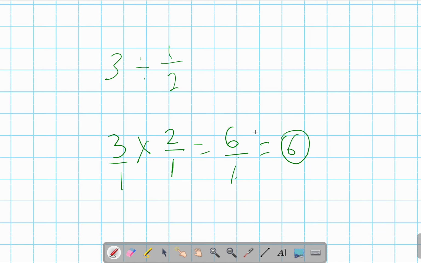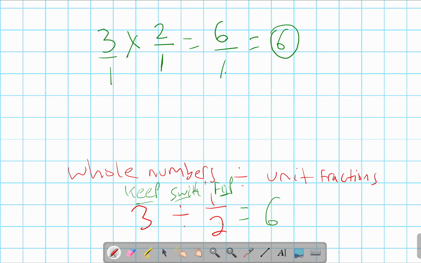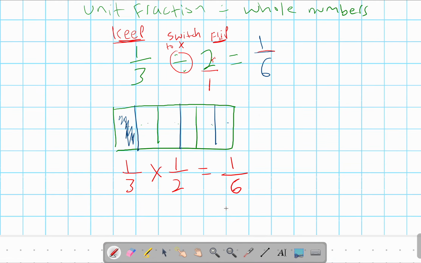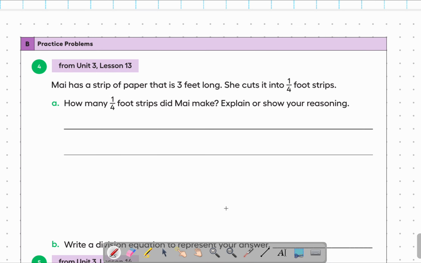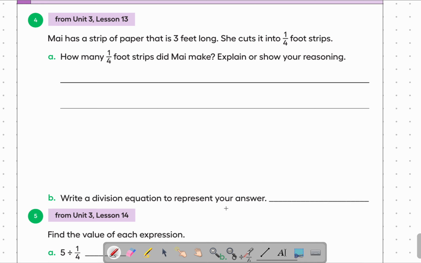So again, you can either draw your diagram or you can use this keep, switch, flip algorithm to solve it. All right, now that knowing that, let's go back into solving a few of these word problems.